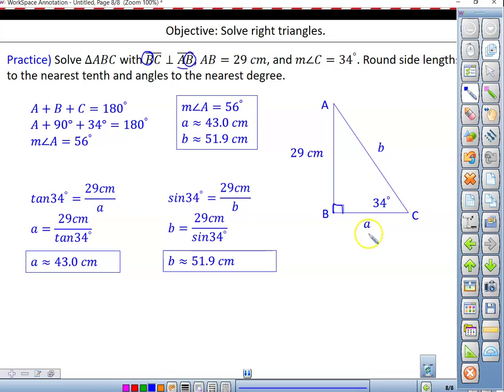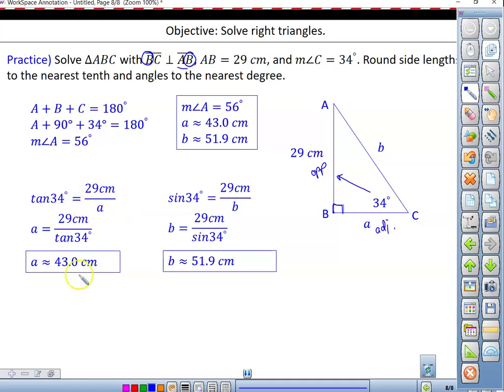And then you are dealing with a tangent ratio. Tangent ratio for side A, because the 29 centimeters that we were given is side AB, which is going to be opposite our angle C of 34 degrees, and this would be our side adjacent to that. And opposite over adjacent is our tangent ratio.